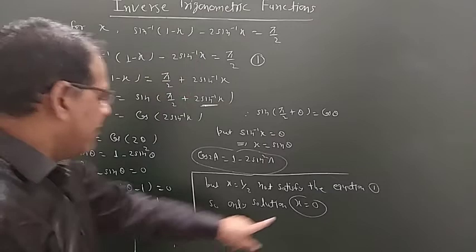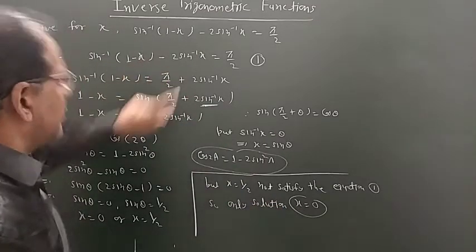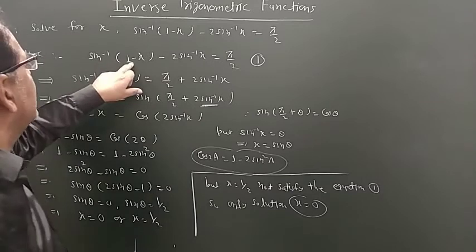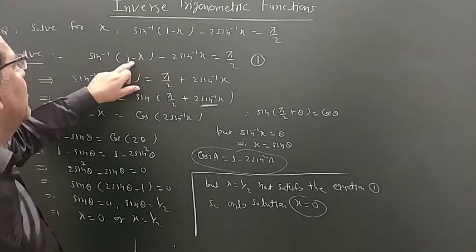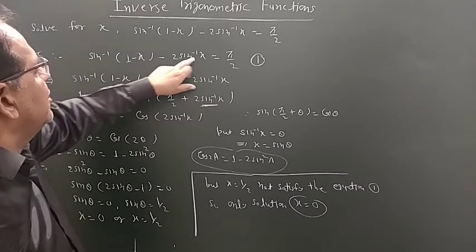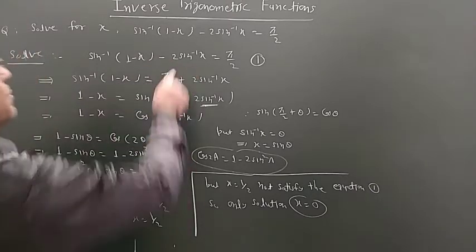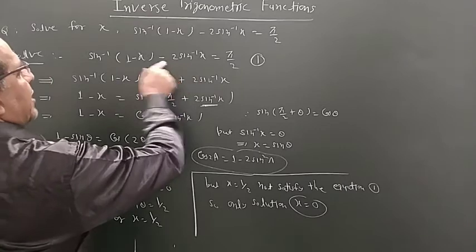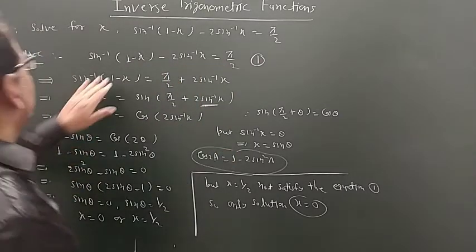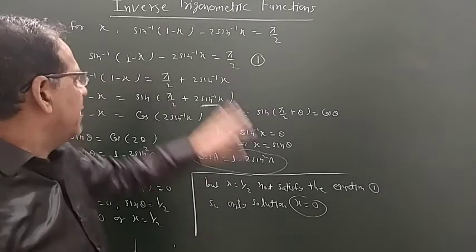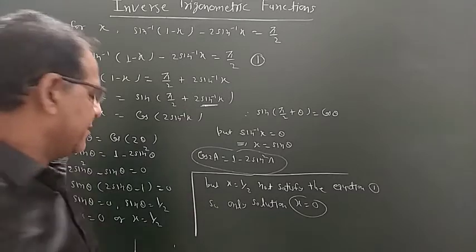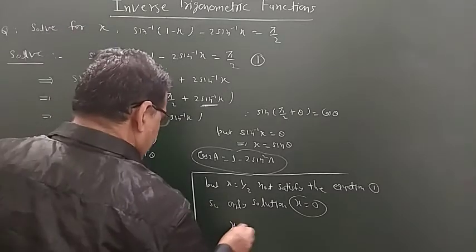This value x equal to 0 satisfies the equation, but if we have x equal to 1 by 2, this becomes sin inverse (1 minus 1 by 2), that means sin inverse 1 by 2, that is pi by 6, and this becomes minus 2 sin inverse 1 by 2, that means minus pi by 3. So here is minus pi by 6, here is pi by 2, so this value does not satisfy the equation. This is not the solution of this equation. So the only solution is x equal to 0.